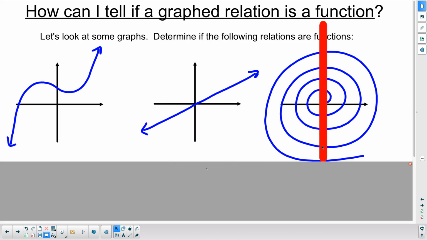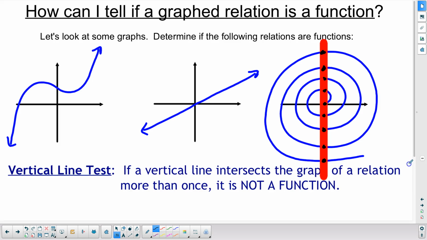Whoa, Nelly! We got some issues going on here. Because if you look at this one, it touches once, twice, 3, 4, 5, 6, 7, 8, 9 times. So that one's not a function. So the first 2 are functions. The last one is not a function because it fails the vertical line test, the VLT.